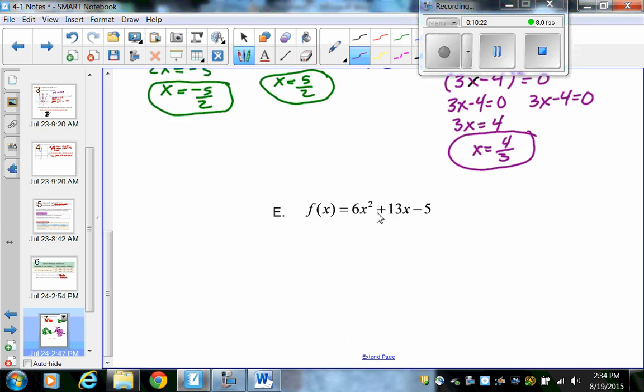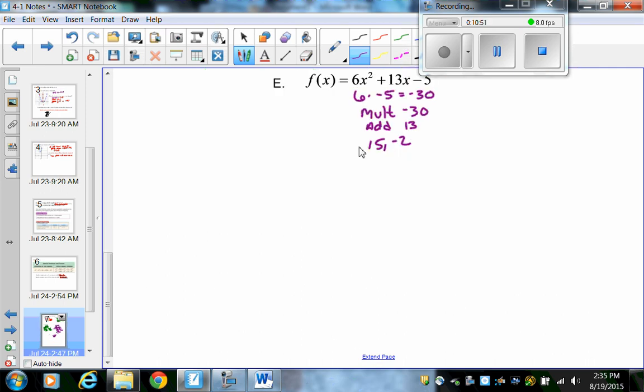One last one. So if I factor this, there's no GCF. It's not the difference of squares. It's not a perfect square trinomial. So 6 times -5 is -30. So two numbers that multiply to -30 and add to be 13 would be 15 and -2. So now that gives me 6x squared plus 15x minus 2x minus 5.